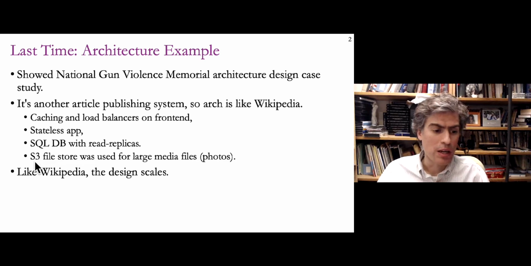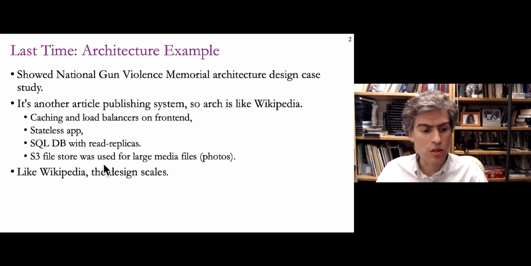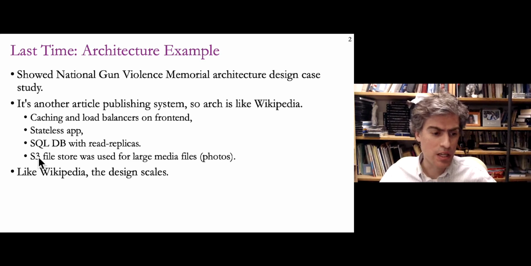Also on the back end, we had an S3 file store, which is used to store the large media files that wouldn't really make sense to be stored in a relational database. And I guess that was maybe the most new part of that architecture compared to other things we've seen. In this case, we're using the S3 for photos. That's a pretty typical use case for S3.